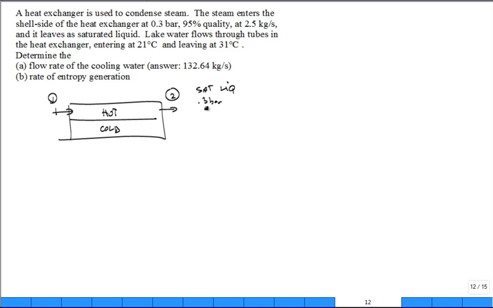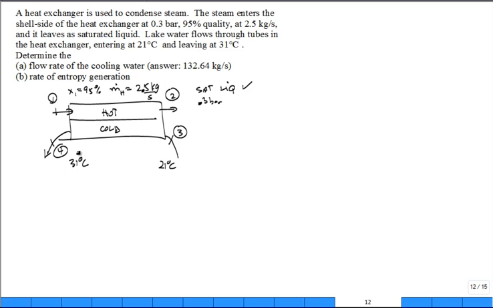It comes in at a quality X1 of 95%, and at a mass flow rate, M dot of the hot side, equal to 2.5 kilograms per second. It leaves as a saturated liquid at the same pressure, 0.3 bar. Lake water comes in this way, so it comes in at state 3 and goes out at state 4. It comes in at 21 degrees C and leaves at 31 degrees C. So there's a 10 degree increase in the temperature of the lake water.